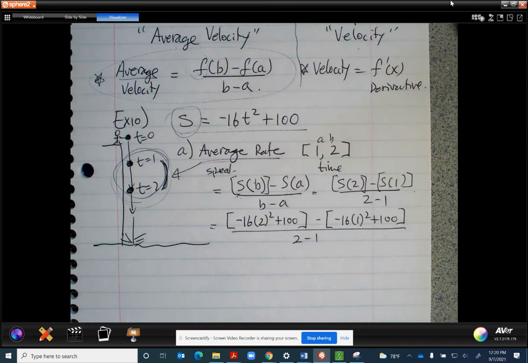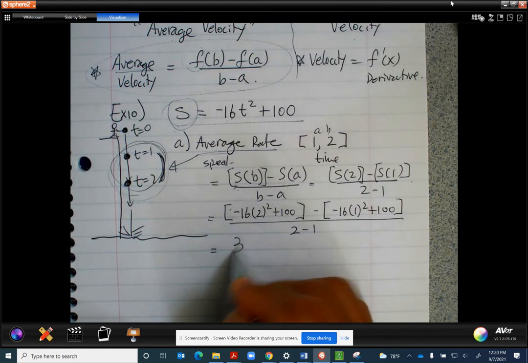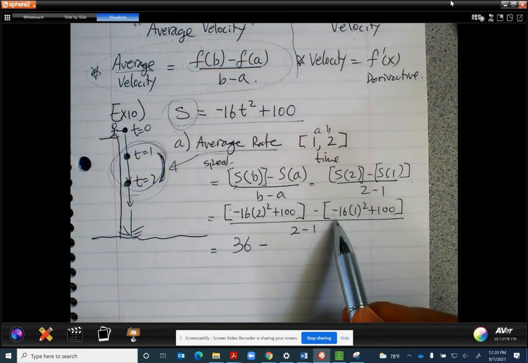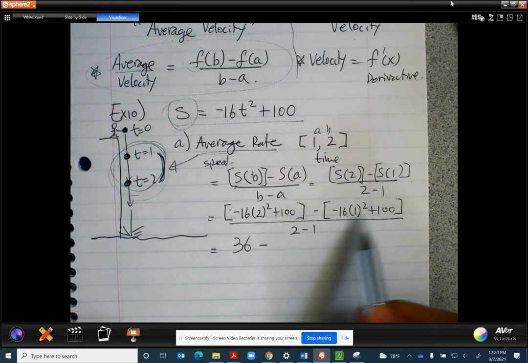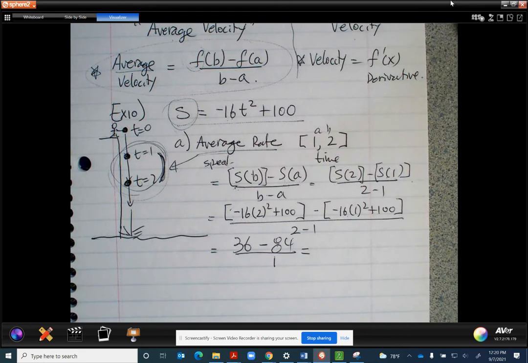Okay, someone help me out with this. Can you calculate this value? What is that value? Anybody know negative 16 times 4 plus 100? Someone. 36 minus, someone calculate negative 16 times 1, so negative 16 plus 100. 84 over 1. What is 36 minus 84 over 1?